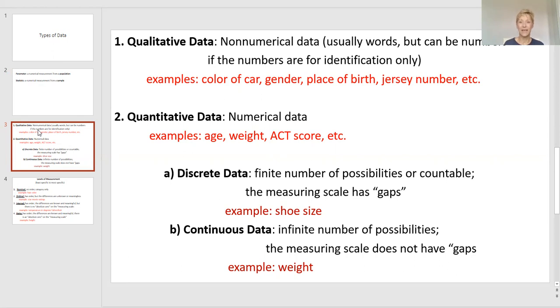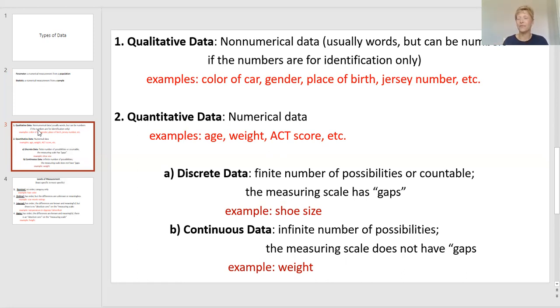Now, when I say non-numerical, I mean not numbers. There is a qualifier here, though. It can be a number if that number is not really used as a number. In other words, if that number is really for identification only, like a jersey number. If you're playing basketball and you're number 15, that doesn't mean that you're better or worse or older or younger or taller or shorter than number 14. It's just a number on your jersey for identification, like foul on number 15, instead of saying foul on Jones.